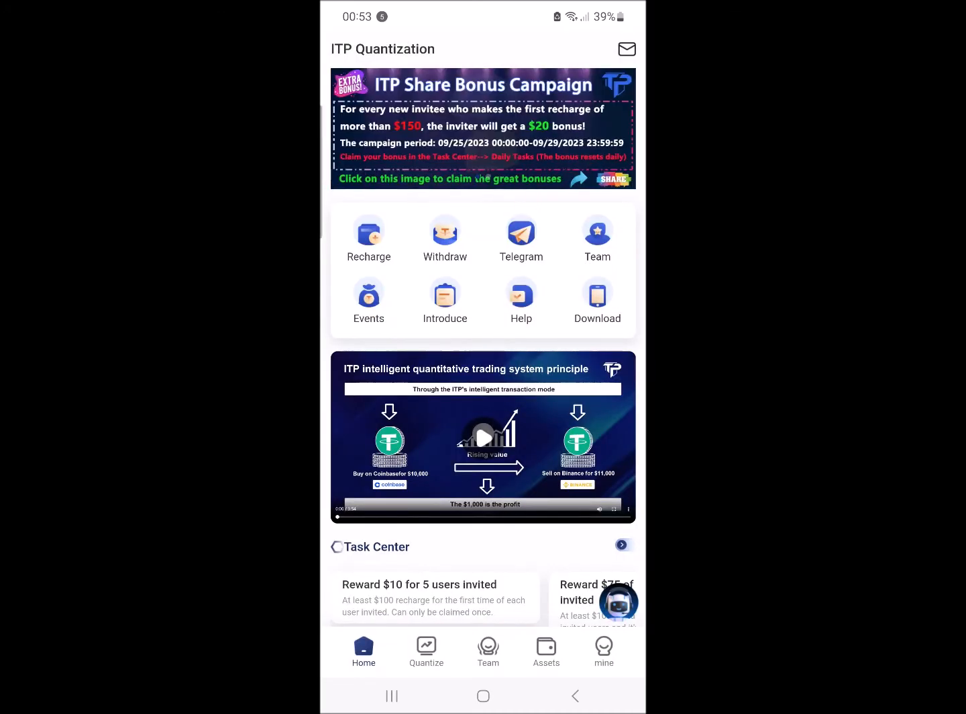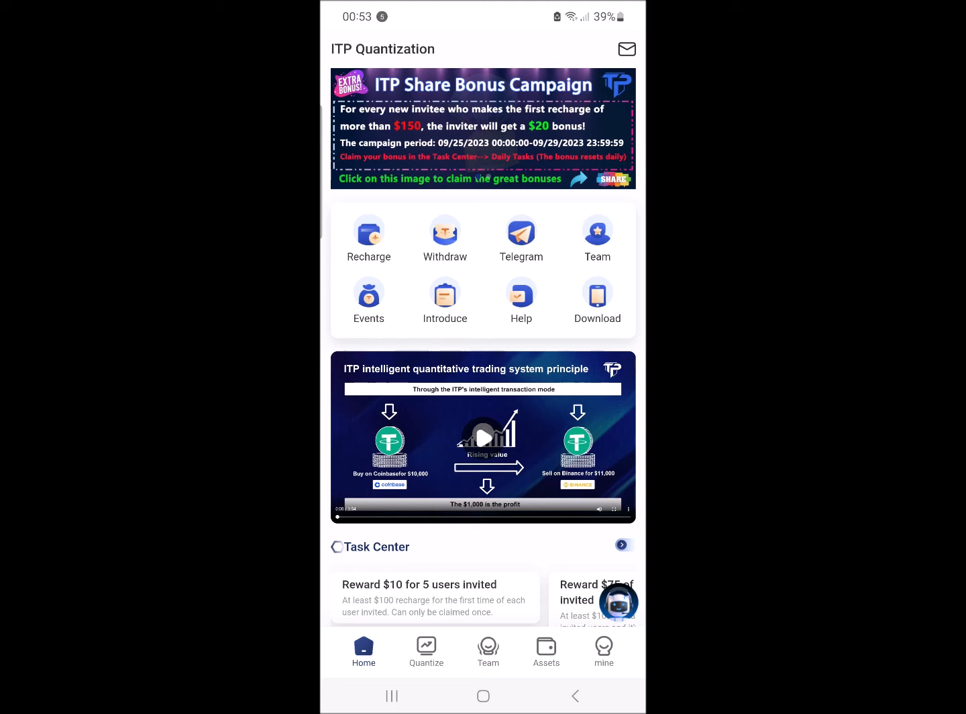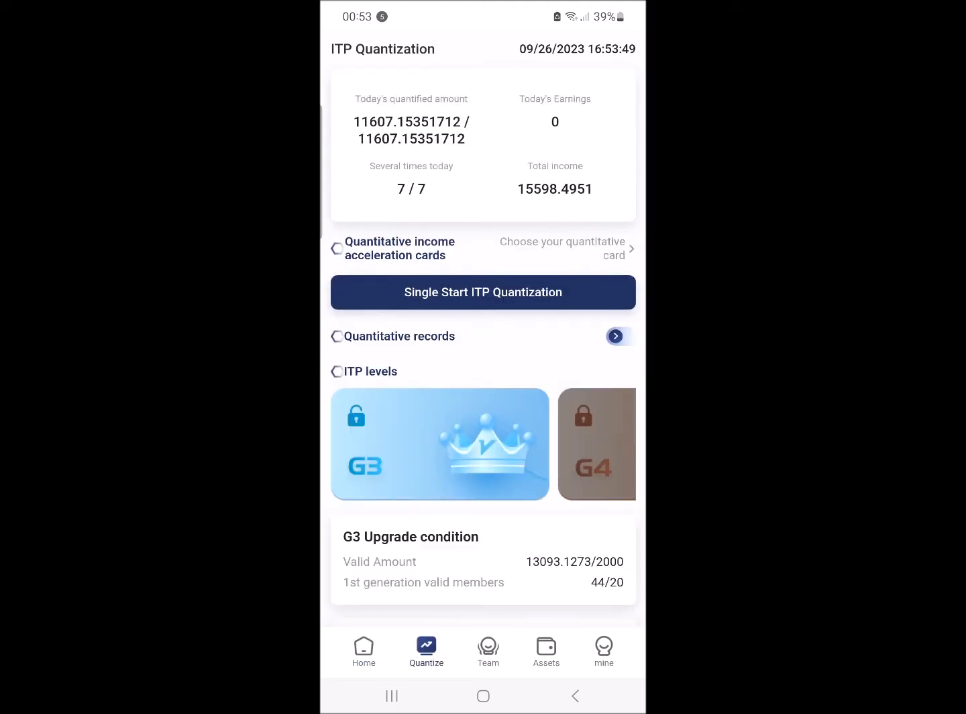Now at the bottom you'll see a menu. I'm going to go to the second one in, the quantize. So I'm going to tap on quantize and we go to the quantize page. Now near the top you'll see "several times today" it's got 7 out of 7. I have 7 trades a day when you start with 5. As you go up in levels, you get more trades.